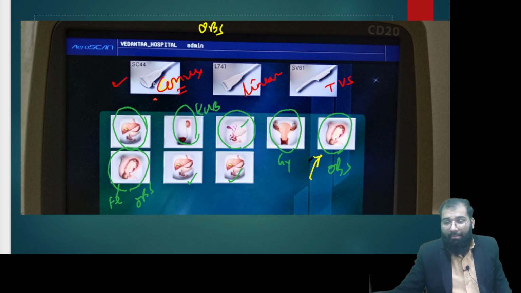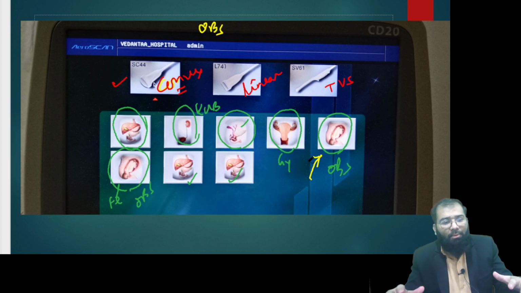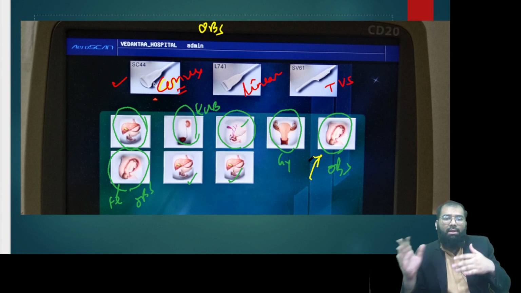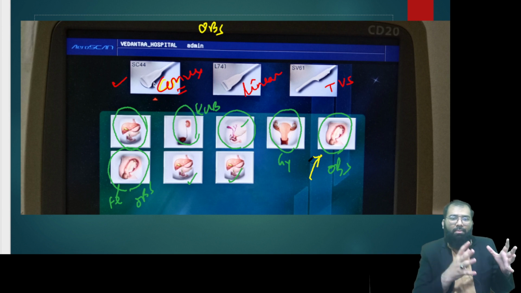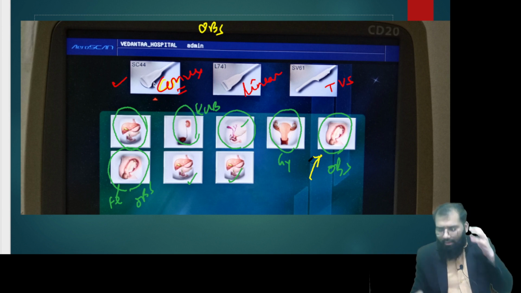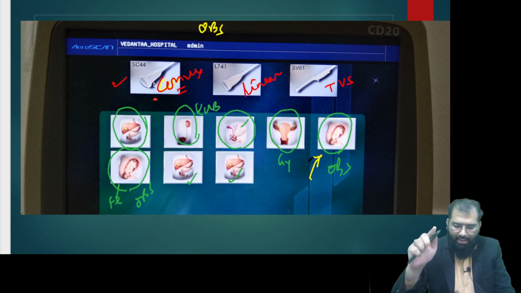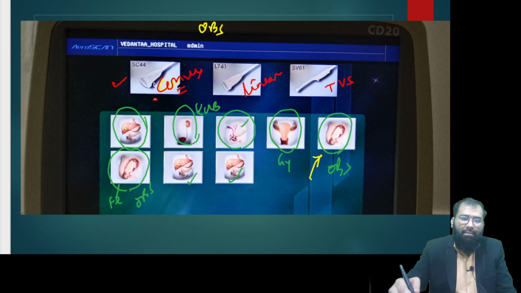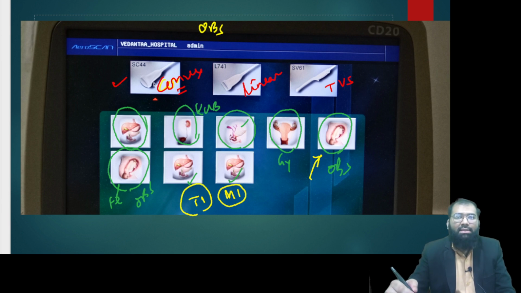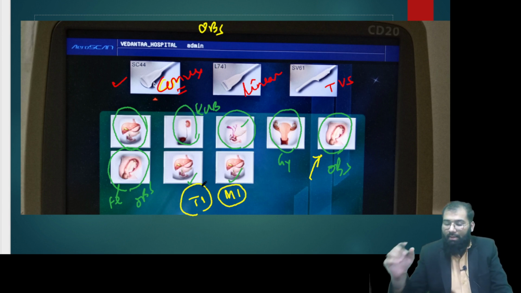Now there is a question for you. Suppose you select an incorrect preset. Suppose you are examining OBS in the abdomen protocol, or you are examining gynac in the abdo protocol. What's the problem? What's the issue? Very important, there are two indices. It is a little theory, but you should know this: one is called the thermal index and one is called the mechanical index. These two indices are to be kept minimum.